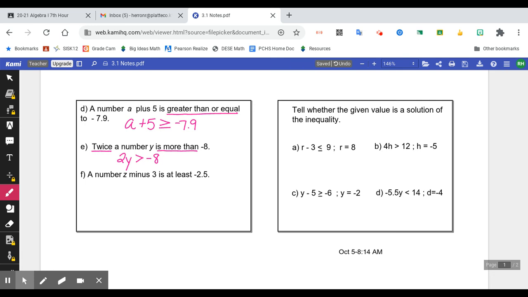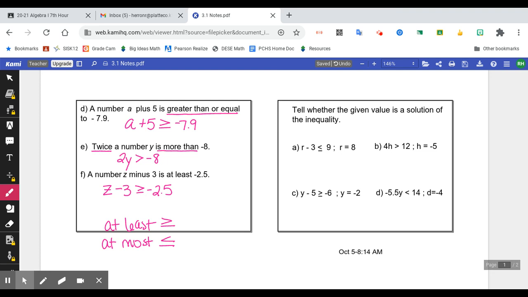All right, and last one like this. A number z minus 3 is at least negative 2.5. So if it's at least negative 2.5, that means it's that much or more, so greater than or equal to negative 2.5. Those "at least" and "at most" are your tricky ones. At least is greater than or equal to, and at most is less than or equal to. Kind of the exact opposite of what it's saying.